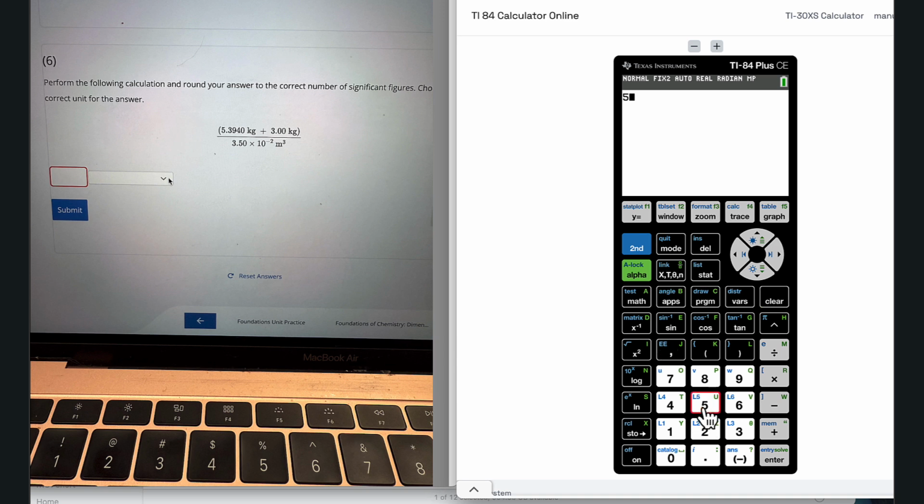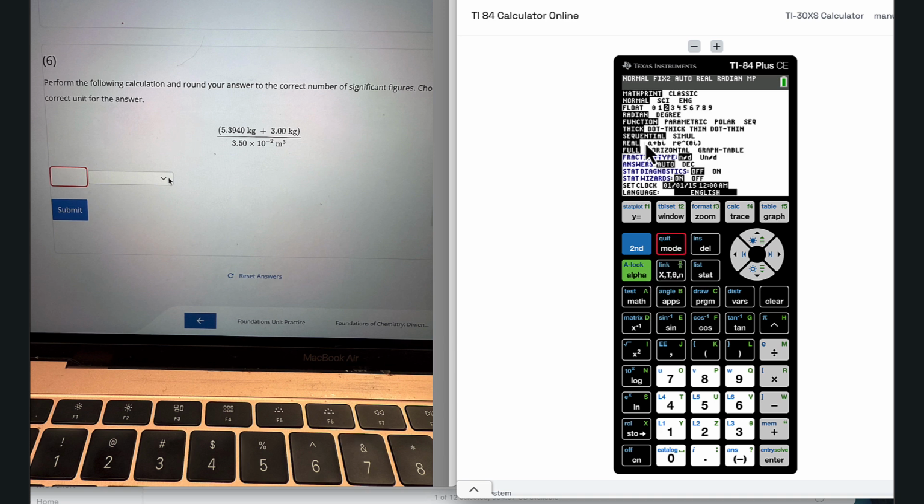So we're going to type 5.3940. Actually, can we do it all in one? I'll do it two different ways. Plus 3.00. I'll hit enter, and we get, and look at this. It actually tracked the... Oh no, I have it in fixed 2 mode, so it has 2 decimal places fixed already.